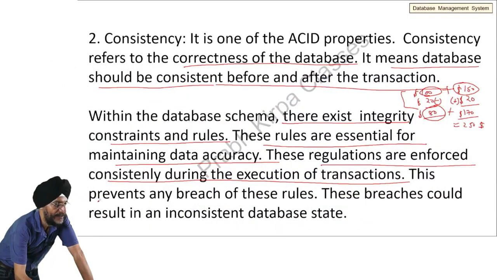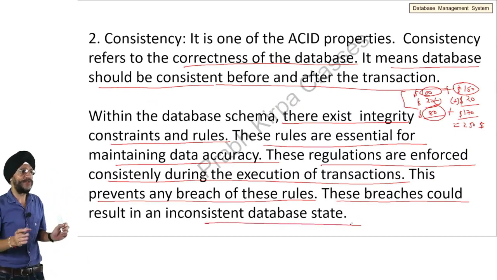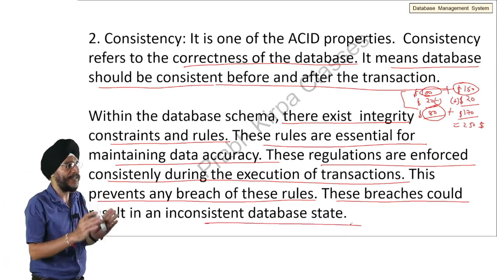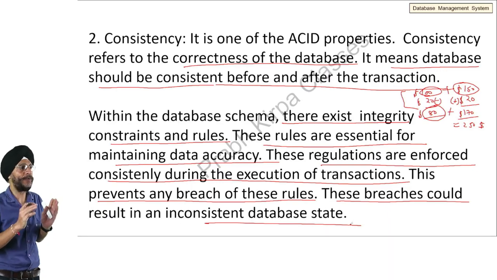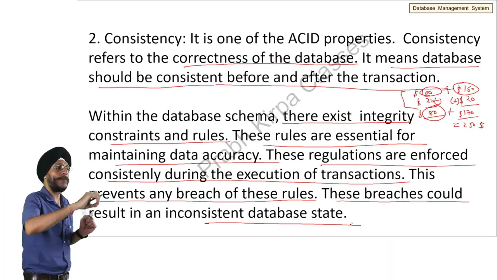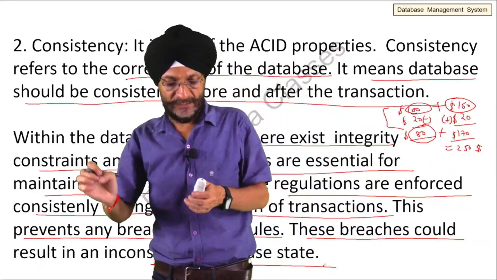This consistency property prevents any breach of these rules. These breaches could result in an inconsistent database state. If there were no consistency property of the DBMS, then it might have been possible that an incorrect amount would have been credited to another person.